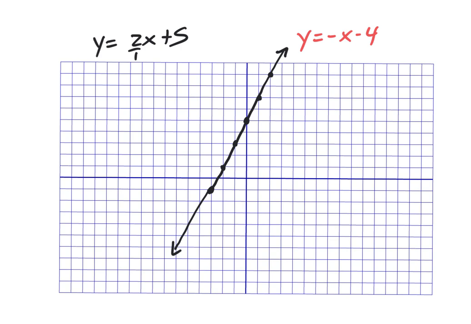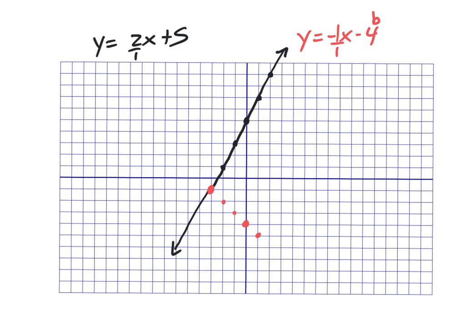Okay, negative x minus 4. My y-intercept, my b value, is negative 4. So we're going to go 1, 2, 3, 4. And then we can go down 1, right 1, because my slope is negative 1. But as you notice, if I keep going down 1, right 1, I'm going away from the other line. So instead of going down 1, right 1 continually, I can also go the opposite direction, up 1, left 1. Up 1, left 1. Up 1, left 1. And then there we are.